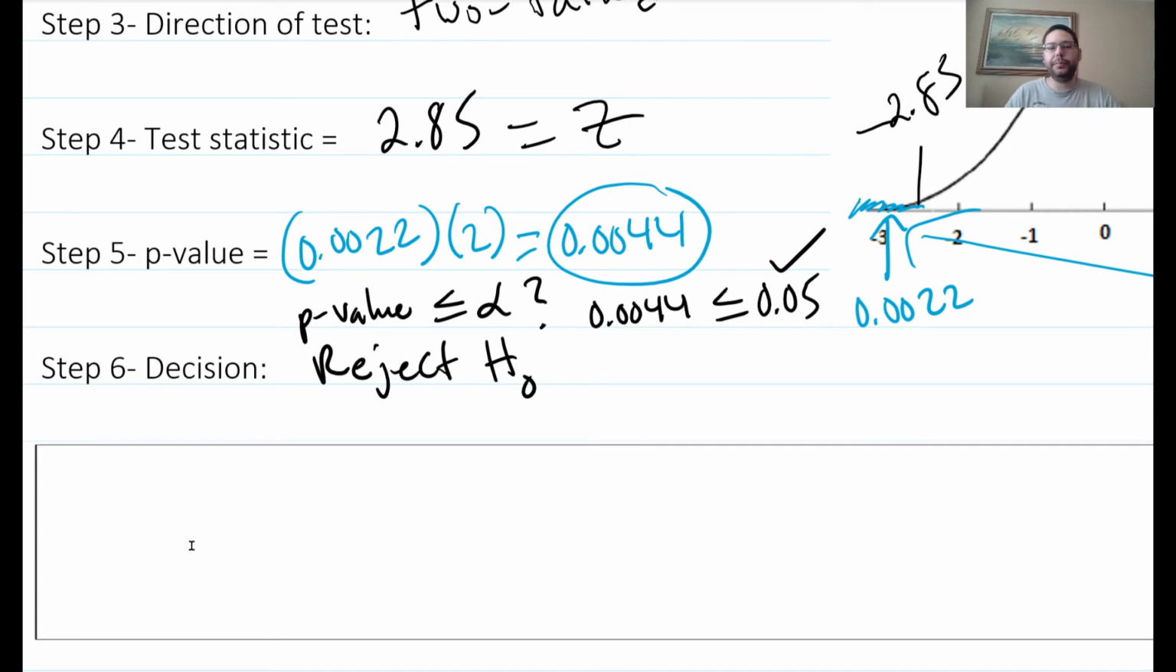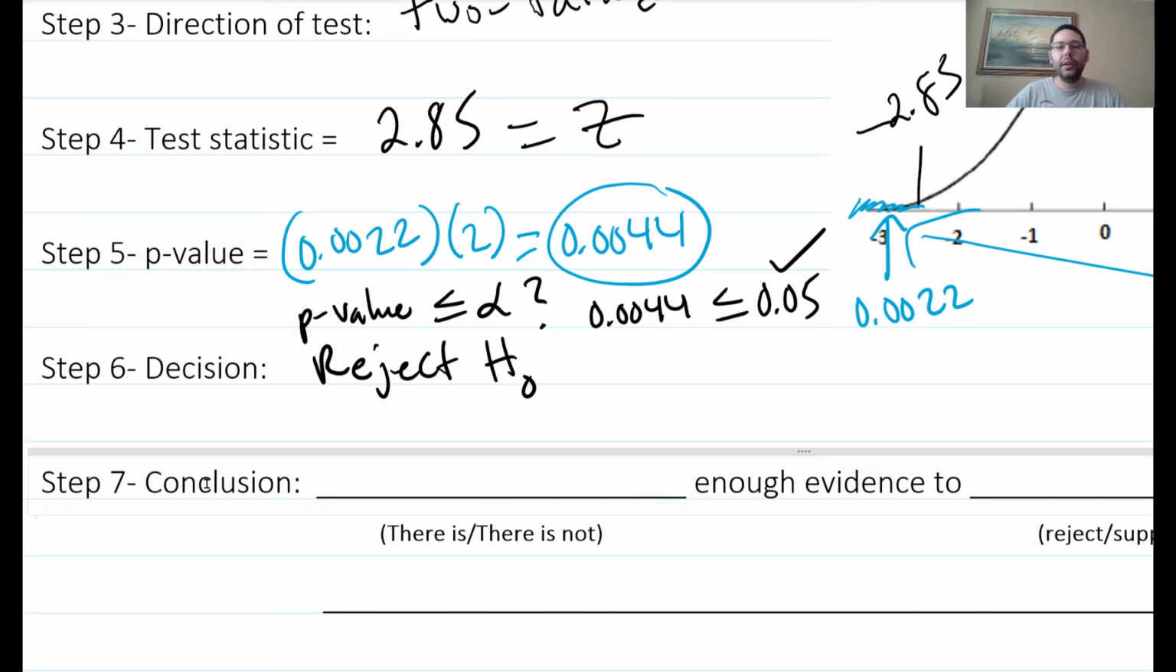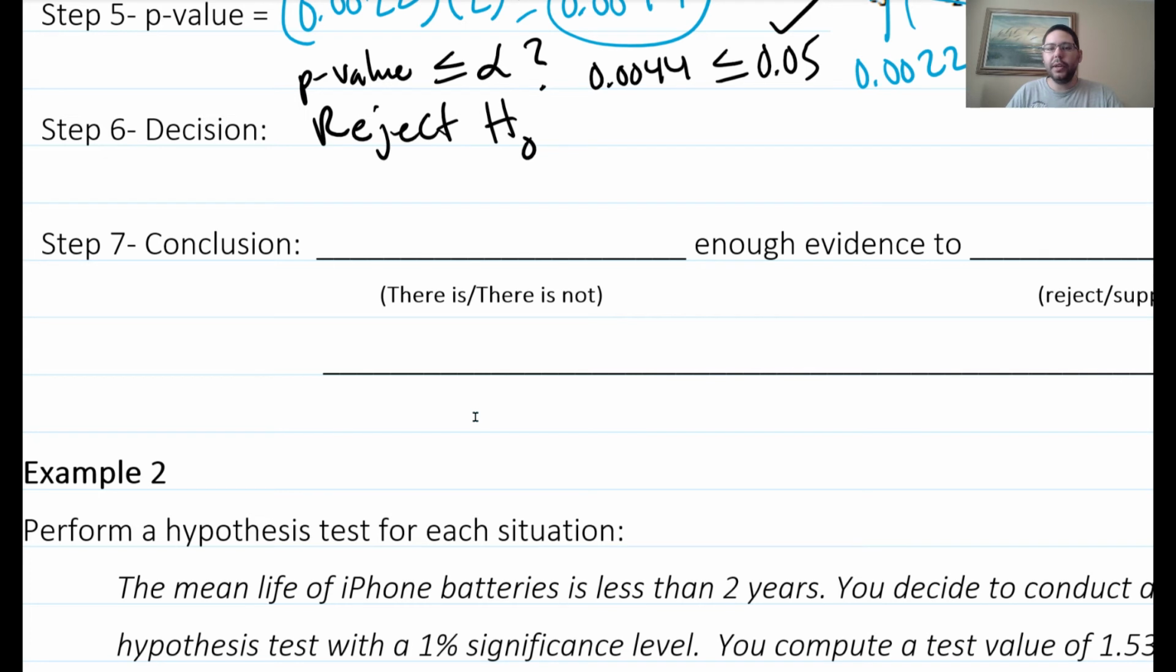Okay, we reject. Last step, conclusion. What do we decide to do? So remember, use your statements from the chart that I provided you. Since we reject, that means there is enough evidence. So in this case, we would say there is enough evidence. Otherwise we would say there is not enough evidence if we fail to reject.